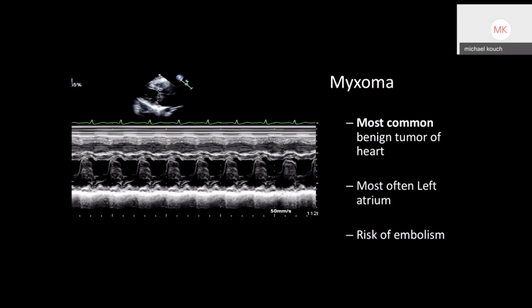So we'll talk about it in our masses and vegetation lecture, but atrial myxoma is the most common benign tumor of the heart. It's usually in the left atrium and does have risk of embolism. I've actually seen a patient where it was connected by a stalk, and that stalk actually broke off. So it looked like a bouncy ball that was floating within the ventricle.